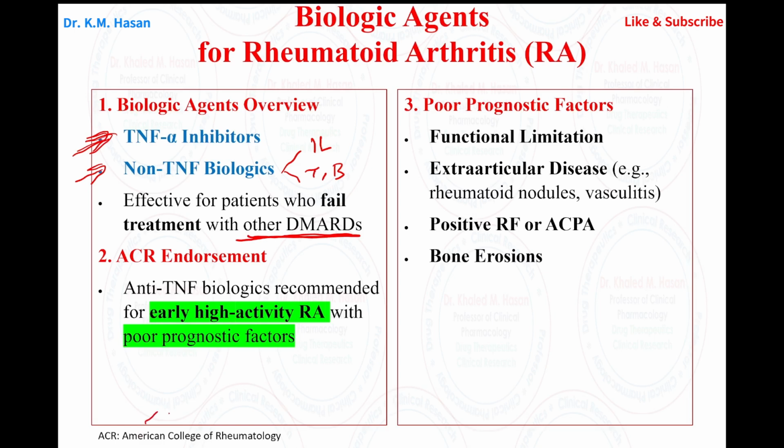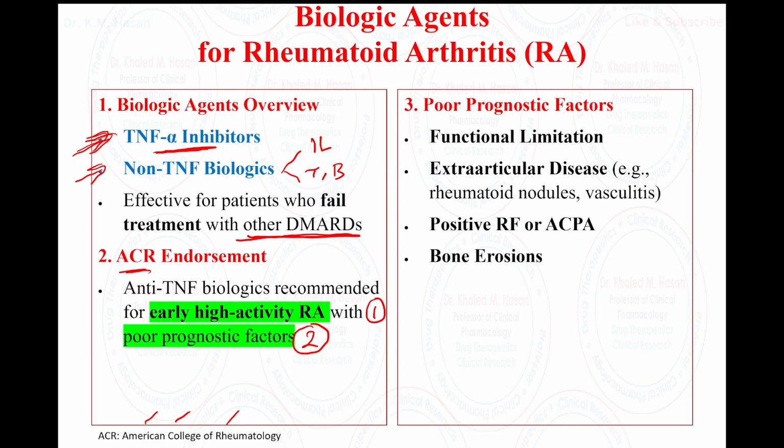According to the American College of Rheumatology, ACR, they endorse using anti-TNF-alpha biologics. They recommend using them in early high-activity rheumatoid arthritis. So the first candidate for TNF-alpha is high-activity rheumatoid arthritis. Number two is poor prognostic factors. So we have two conditions that license us to use TNF-alpha inhibitors: number one, early high-activity rheumatoid arthritis, and number two, poor prognostic factors.